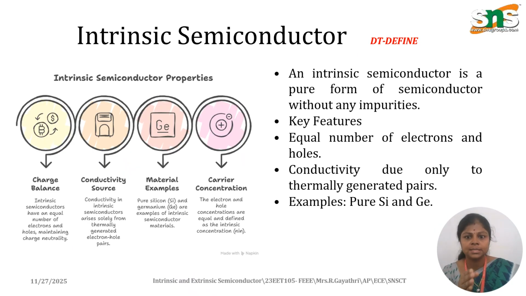And coming to the intrinsic semiconductor, it has the property of charge balance, where the electrons and holes will be equally balanced, and the conductivity will be balanced. Silicon and germanium are examples of intrinsic semiconductor. As for carrier concentration, the electron and hole pair concentration will be equal in the intrinsic semiconductor. The main feature of the intrinsic semiconductor is that the electrons and holes will be equal, and conductivity will be less due to the thermally generated pairs.